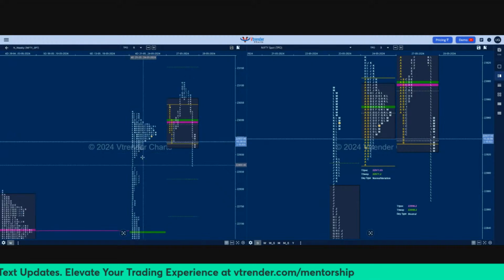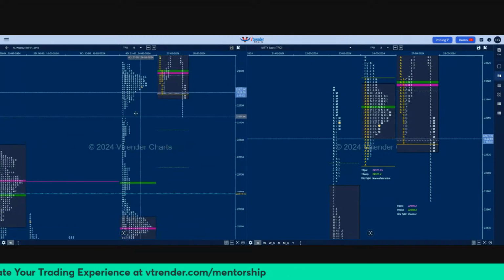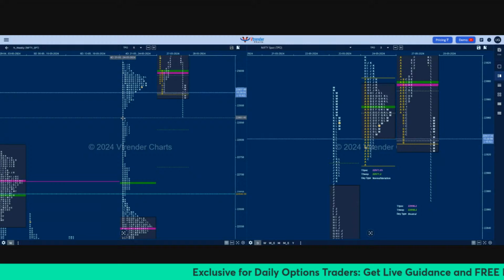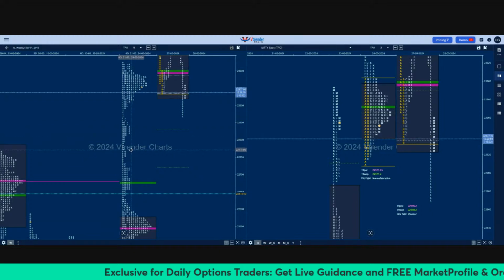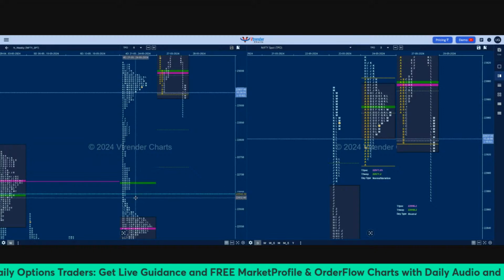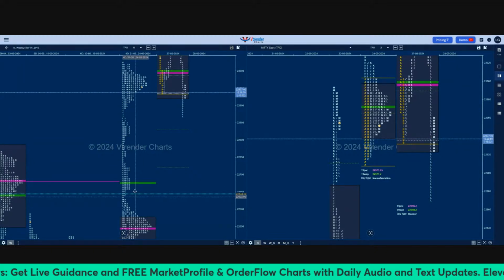So if you see the weekly report, we have certain levels. In the weekly profile, these are extension handles, the start of the single TPOs. The topmost extension handle is at 22860. Then we have another extension handle at 22768, and then 22733, and the first one is at 22629.